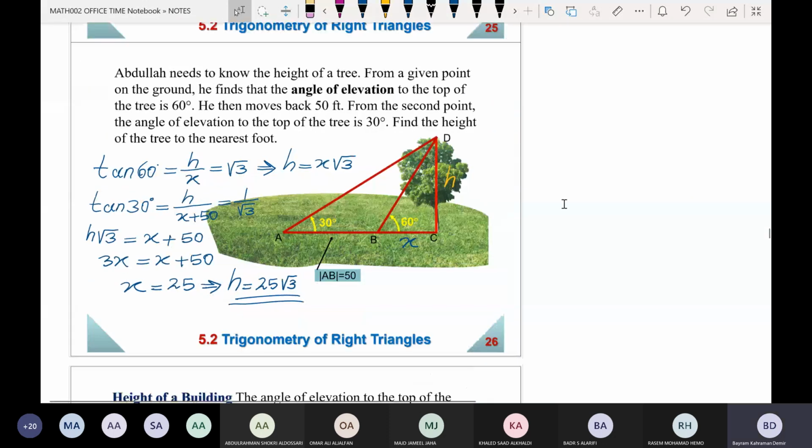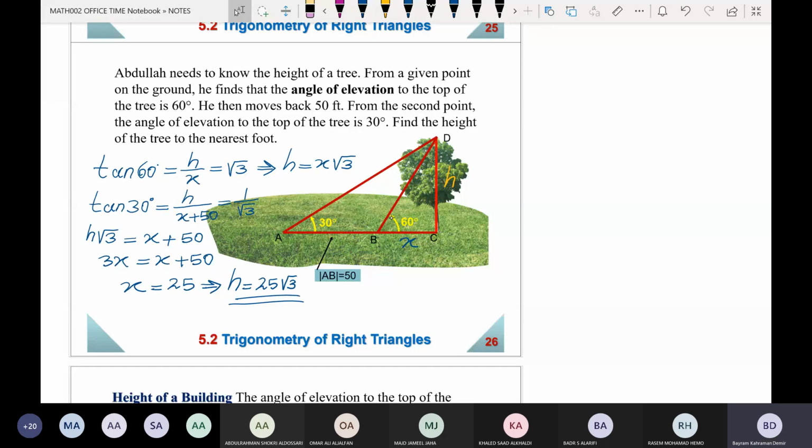Now here is another nice exercise, Shabab. So Abdullah wants to know the height of a tree. Okay, we have a tree here. And from a given point on the ground, suppose Abdullah is at the point B here the first time, and he's looking at the top of the tree, so he's measuring the angle as 60 degrees.